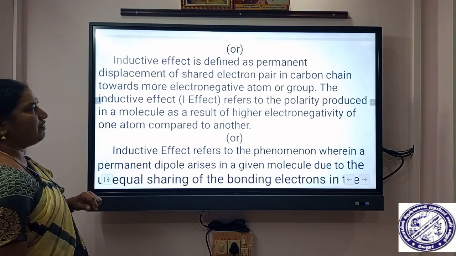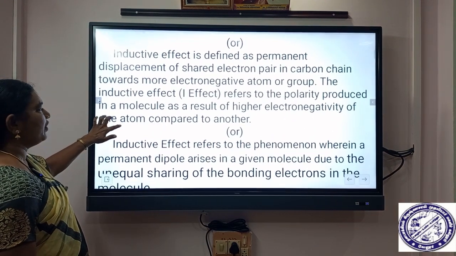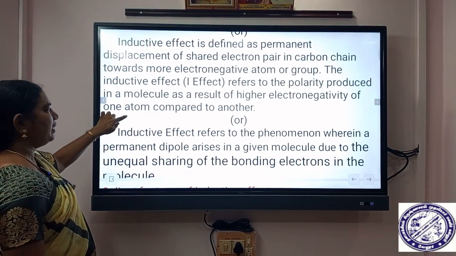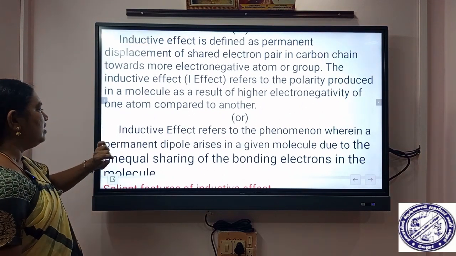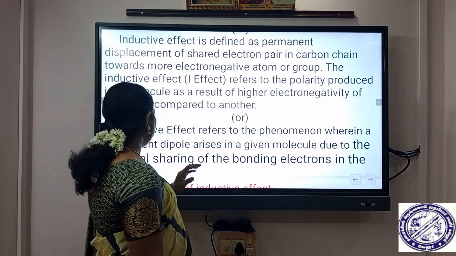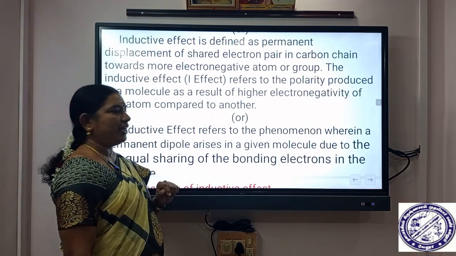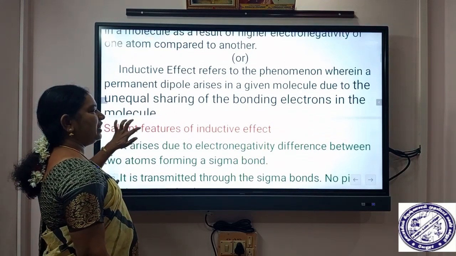The inductive effect refers to the polarity produced in a molecule as a result of higher electronegativity of one atom compared to the other. Or inductive effect refers to the phenomenon wherein a permanent dipole arises in a given molecule due to the unequal sharing of the bonding electrons in the molecule. Now we are going to see the significances of inductive effect.